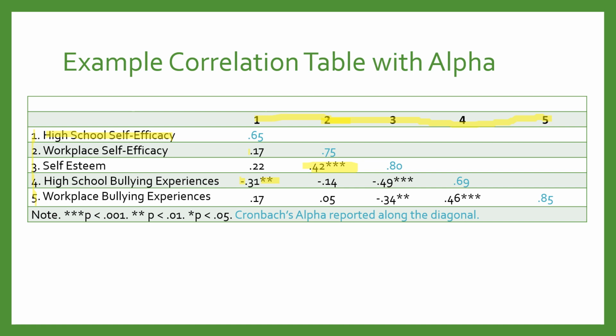But now let's focus on Cronbach's alpha. So you can see that along the diagonal, we have these values. And it doesn't make sense to look at the correlation between 1 and 1 right here, right? So that is a placeholder for Cronbach's alpha. And you can see that of all these scales, the workplace bullying experiences had the highest Cronbach's alpha, so it was the most reliable, meaning that people who had high ratings for certain items tended to have higher ratings for all the other items looking at workplace bullying experiences. The least reliable measure, the least internal consistency, is for high school self-efficacy. There was more variation in how people responded to those items.